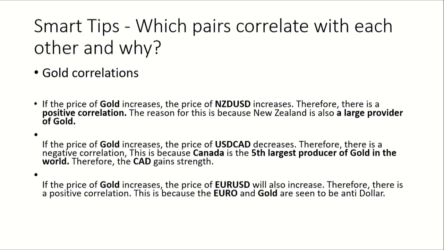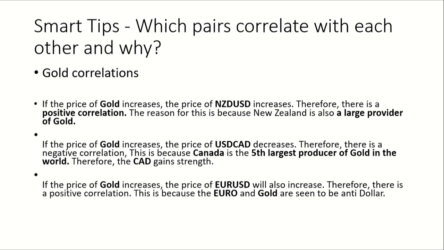If the price of gold increases, then the price of the USD CAD decreases. As we know, USD CAD is very influenced by oil, but it's also influenced by gold. Therefore, we know there is a negative correlation between gold and the USD CAD. As one goes up, the other one goes down. This is because Canada is the 5th largest producer of gold within the world, and therefore, when gold increases, the CAD gains strength.